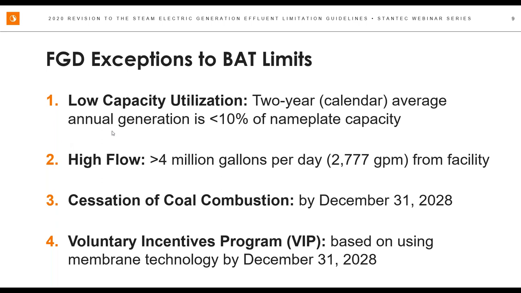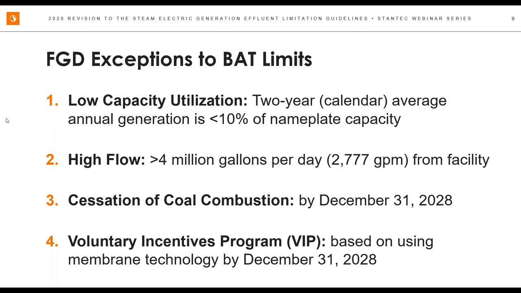If you have a high flow facility, and to the best of most people's knowledge, there is only one facility in the country that meets this criteria of discharging more than 4 million gallons per day of FGD wastewater, which is approximately 2,777 gallons per minute, you have your own category and exception to the BAT rule.